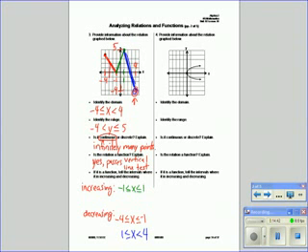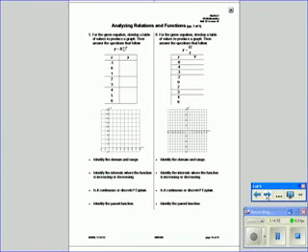Okay. Now on the other side, you're going to do that side on your own. We don't have to do that last part. You don't have to do it if it's not a function. Okay. Last page that we're going to go over. We're going to go over number 5.